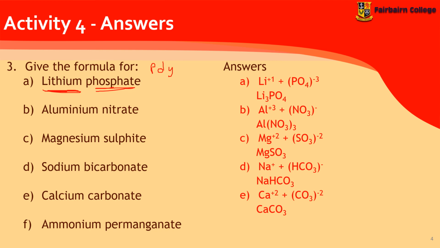Then calcium carbonate, calcium is +2, carbonate is -2, so again those are going to cancel out, and it's CaCO3. And then ammonium permanganate, ammonium is NH4 plus, and permanganate is MnO4 minus, and again those cancel out, so it's just NH4MnO4. Okay, so I really hope that you are still following up to this point, and sorry that I'm going through this very quickly. So again, if you're struggling, ask.